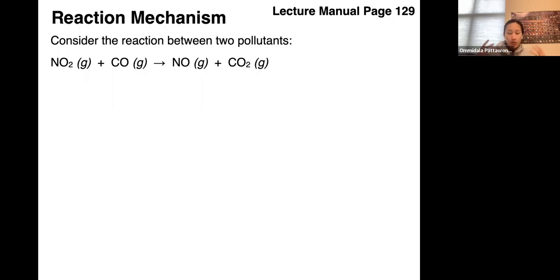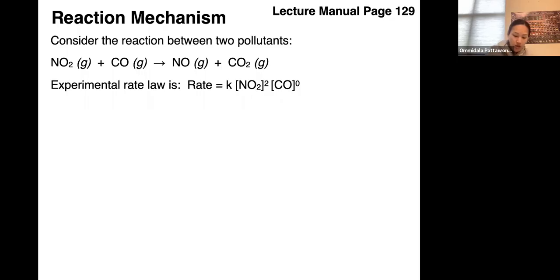So before we get into more details, I want to use this example of the reaction for the two pollutants to help us understand this whole scenario better. In this case, the experimental rate law for this reaction comes out to be second order with respect to nitrogen dioxide and zero order with respect to carbon monoxide. So this is the differential rate law for this reaction. Because it's zero order with respect to carbon monoxide, you can also omit carbon monoxide.